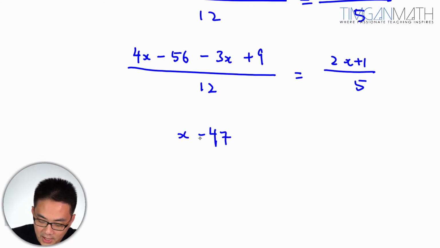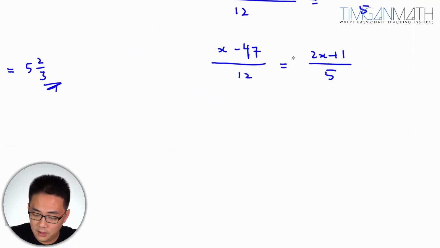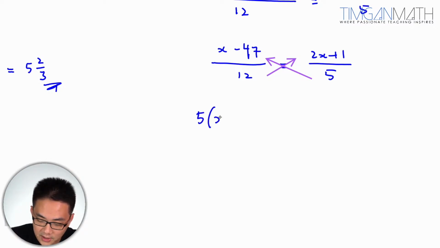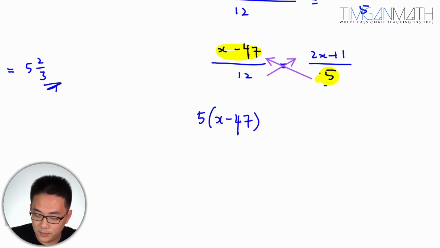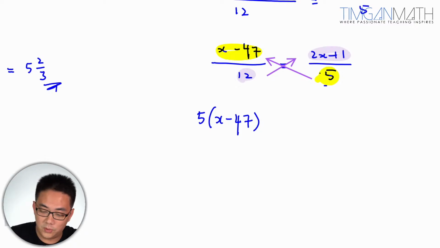4x minus 3 will be x, so this is 12. Same thing, I'm not going to skip any step here. Now we cross multiply, so quickly multiply both sides, and this will be 5x minus 47. 5 multiplied with this, and after which you use 12 multiply with 2x plus 1, right? Once you are used to it, it's pretty okay.